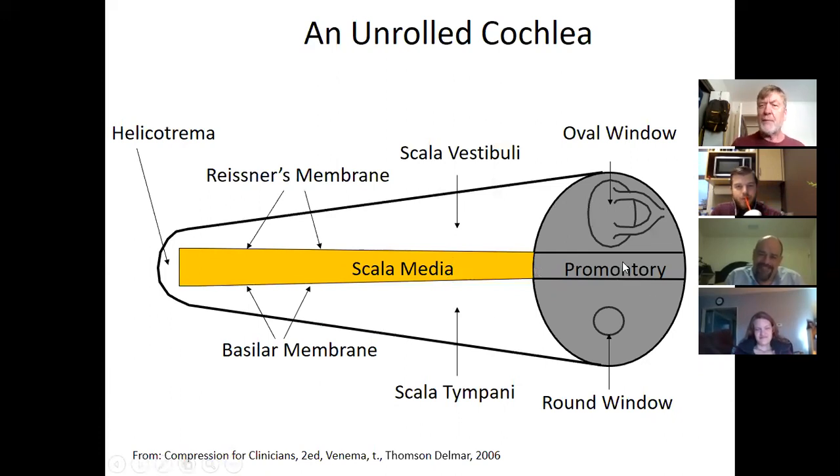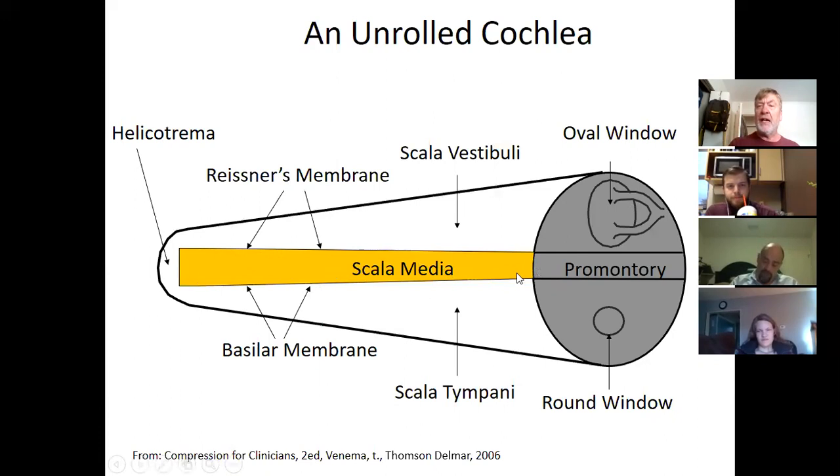And the promontory separates the oval window from the round window. So the oval window is associated with the scala vestibuli, which is bony labyrinth. The round window is associated with the scala tympani, bony labyrinth. The scala media runs the whole length of the cochlea. And note, interestingly, that the scala media gets wider and wider as you go toward the narrow end of the cochlea. This is a point we need to take home because it's all about mass and stiffness.